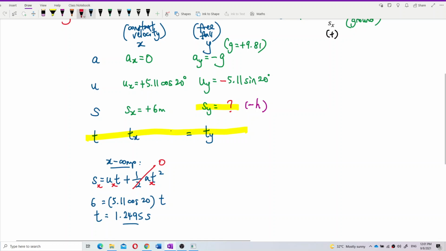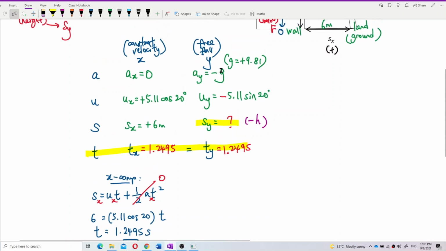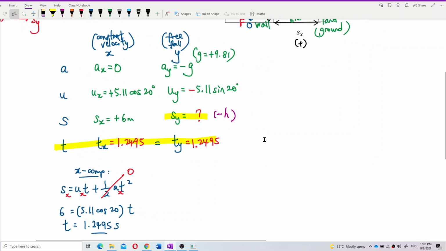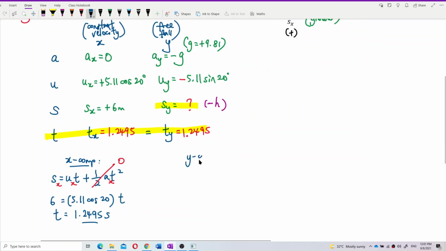And remember, the time for x component is always the same as time for y component. These two motion, constant velocity and free fall motion, they all happen simultaneously, at the same time. So the time x is equal to time y. So we transfer the information we get from here to this table. Write it for time x and also time y. Now we got the 3 information here in the y component. Now we can find the one unknown, the fourth unknown.